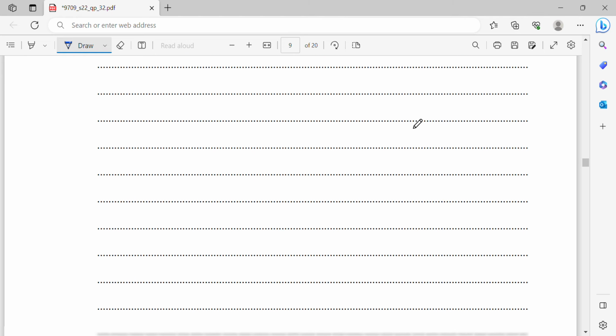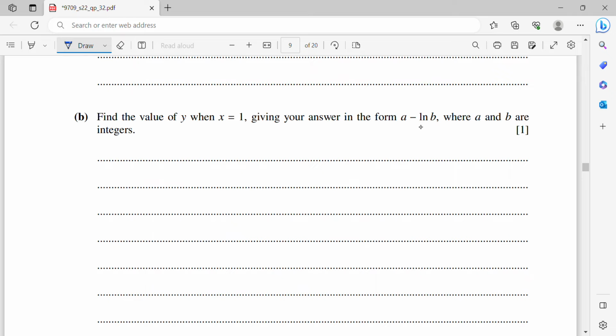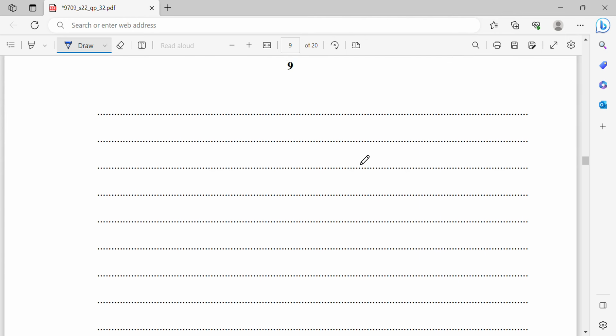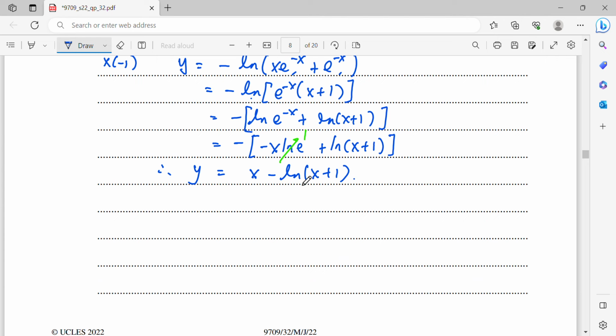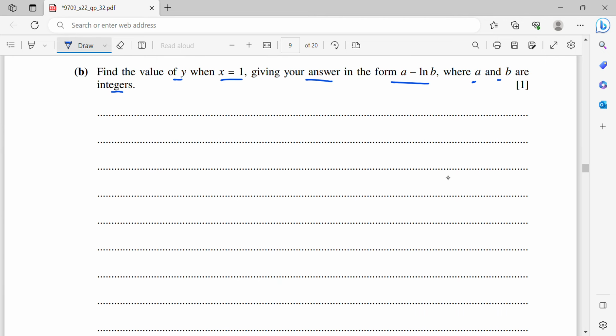Alright, so now the next part. Find the value of y when x equals 1, giving your answer in the form of a minus ln b, where a and b are integers. So now I will rewrite my solution. y is x minus ln of (x plus 1). When x equals 1, my y is 1 minus ln 2. So it is exactly the same as a minus ln b, and a and b are integers. So that's all for this solution.